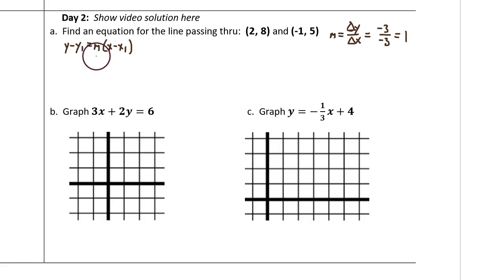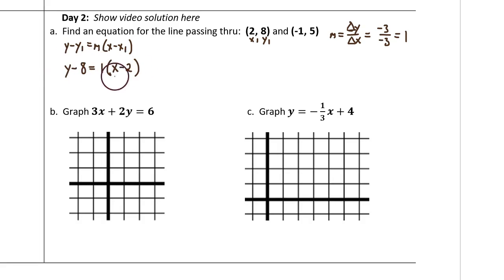We're going to make that substitution right here. Now we also substitute y1 and x1. And what those variables represent are the x and y coordinates from the first ordered pair that's given to us. That's the 2 and the 8. This is the x1, this is the y1. So we have y minus, in place of y1, substitute 8. In place of m, fill in the 1 that we figured out. X minus, in place of x1, substitute 2.